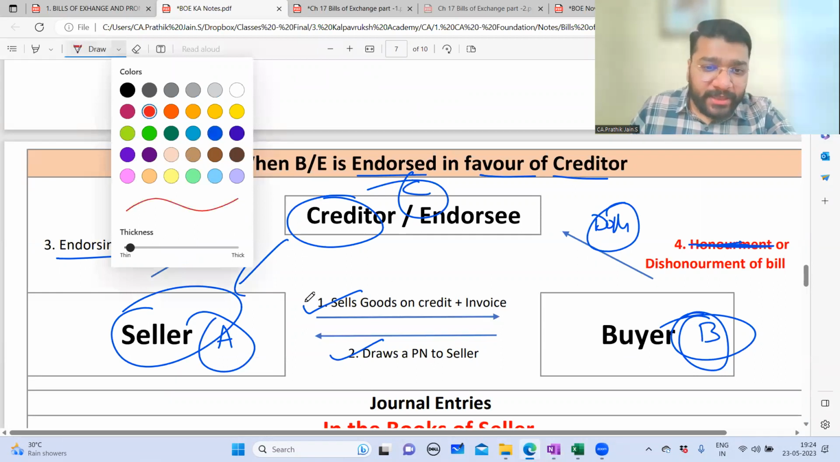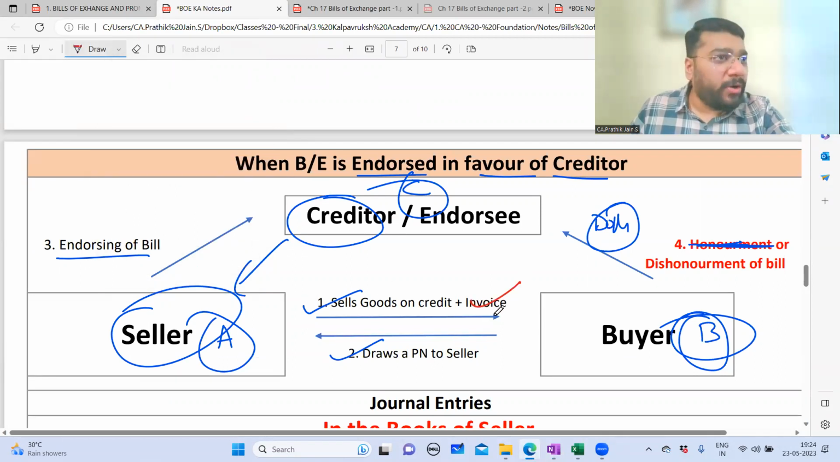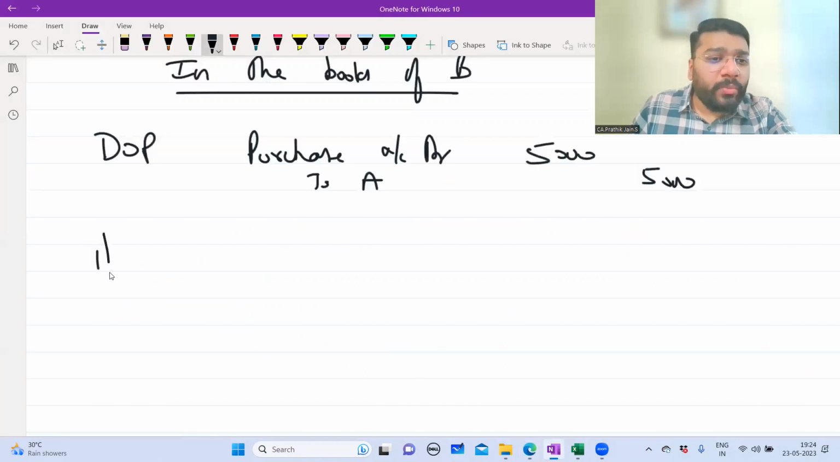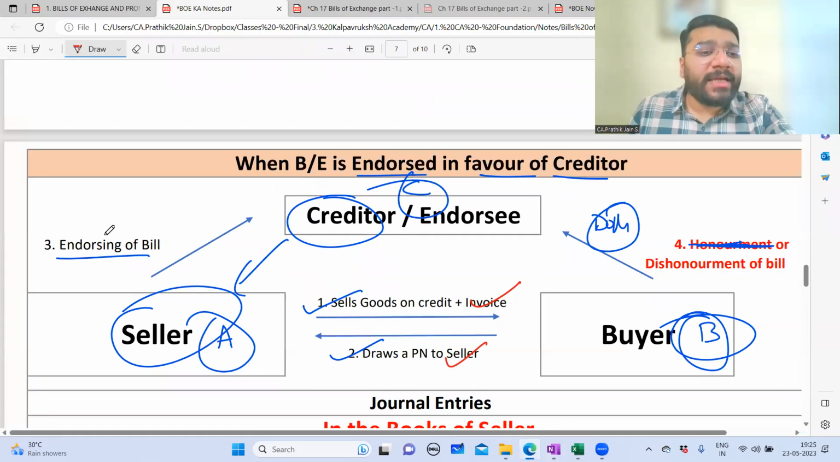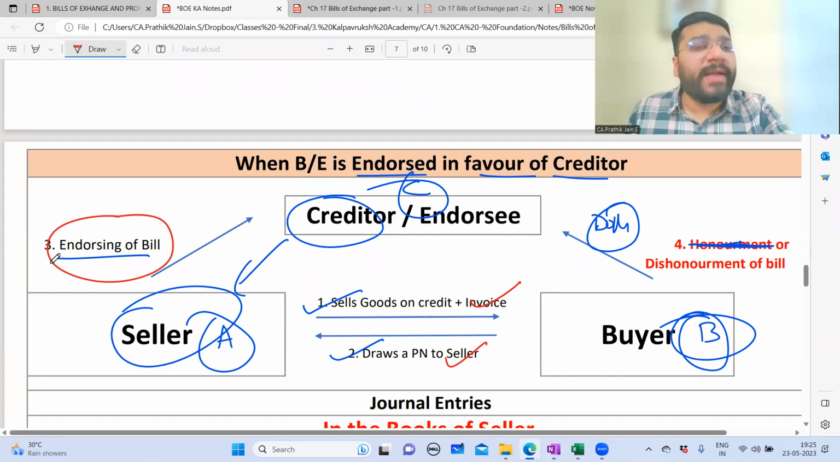This is the first transaction which the buyer B recorded. The second transaction is on the execution of the bill of exchange, which is executed on 1/1/2021. It will be A account debit to bills payable 5,000. The second transaction is also captured. The third transaction is the endorsement transaction. The endorsement transaction will be recorded. It is happening between the creditor and the seller. They both will record. The fourth transaction is the dishonourment entry.